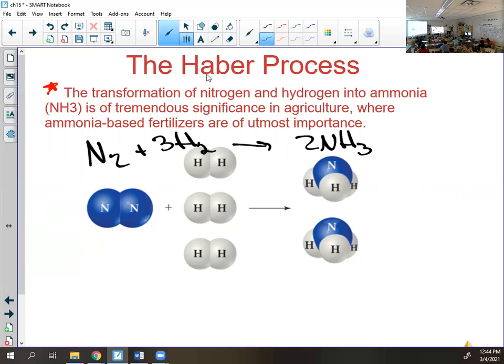The transformation, the book loves the Haber process, and so does the AP chemistry test. The Haber process, because it's important. We wouldn't be here on the planet without it. The Haber process was invented by, it's technically Haber, it's from German. I don't remember his name. Let's just say Hans Haber.